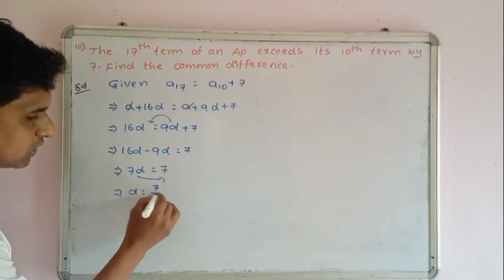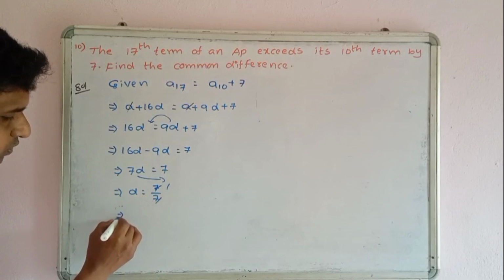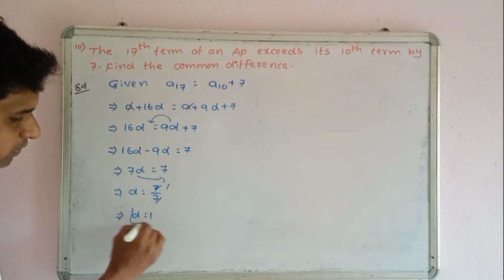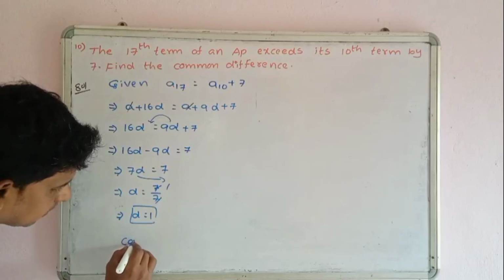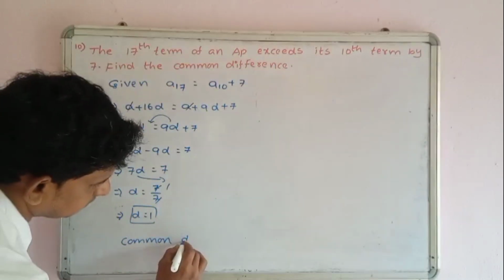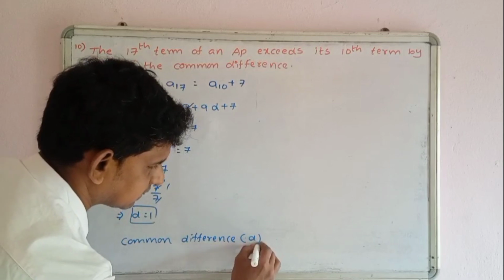This 7 transpose to the right side, divided by 7. So 7, how many times? 1 time. So D equals 1. So the final answer is common difference is 1. Common difference D is 1.